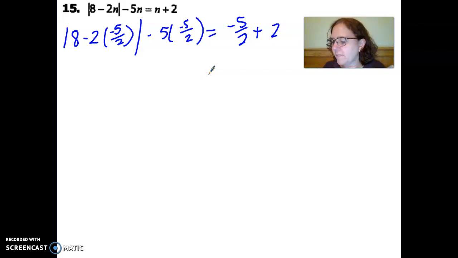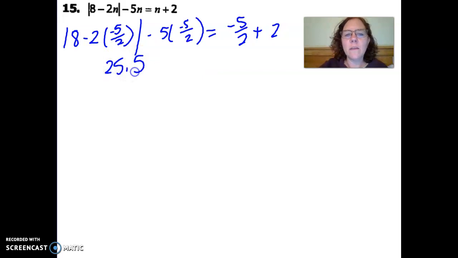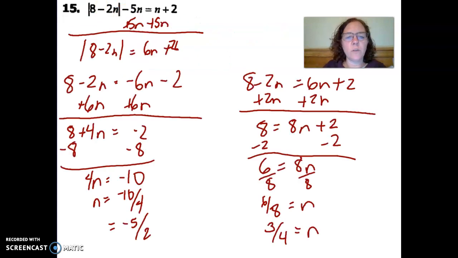And on the left-hand side, I got 25.5. And on the right-hand side, I got negative 0.5. Well, 25.5 does not equal negative 0.5. So that means that this solution is extraneous. This solution made my special case true, but it did not make the original equation true. So that one's not going to work.